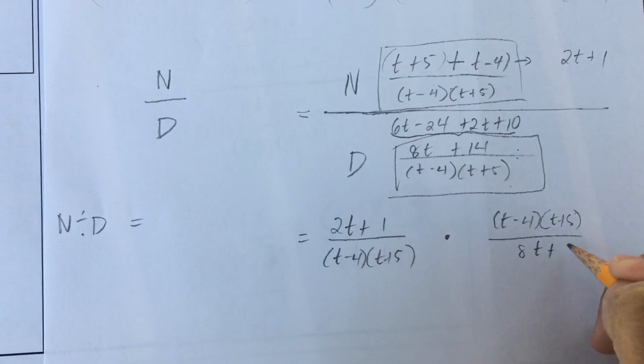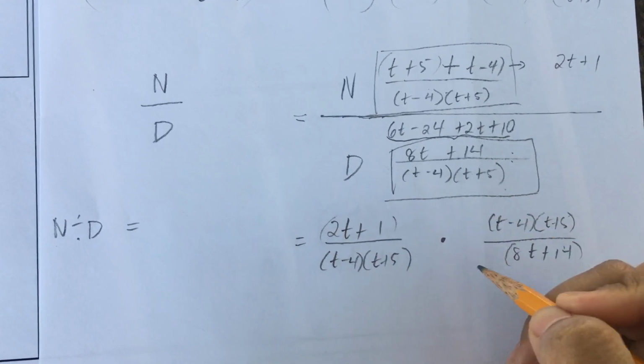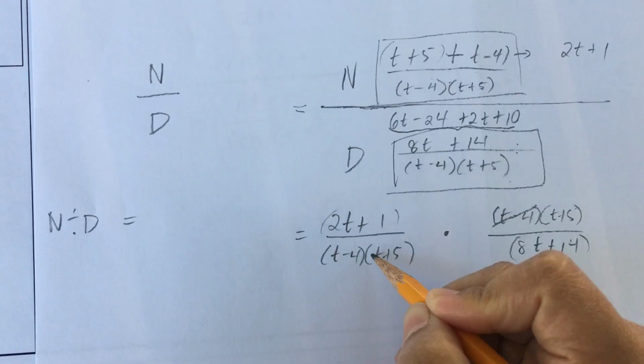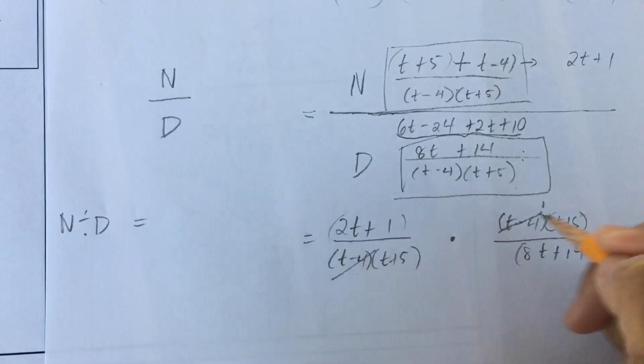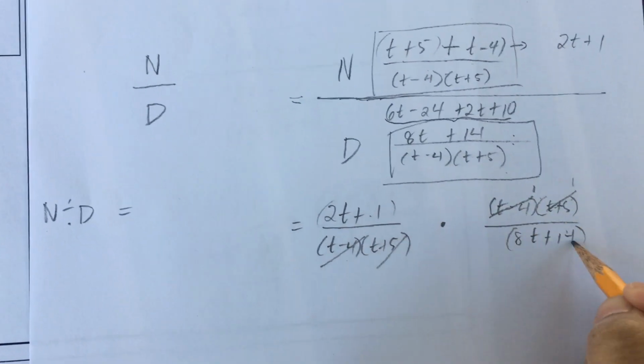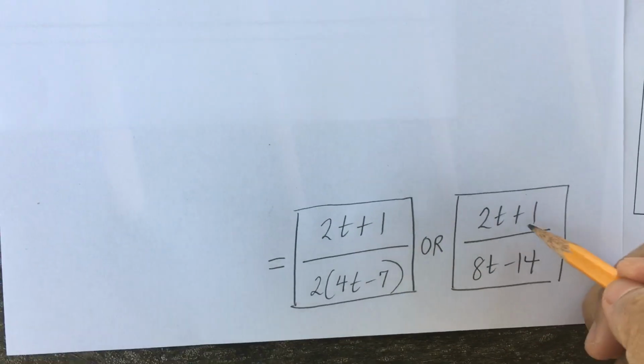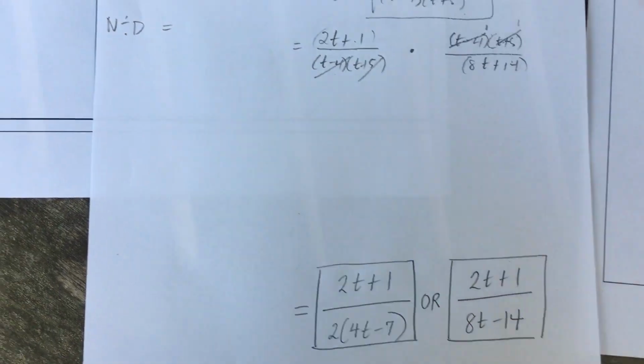over 8t plus 14. And then notice that everything is being multiplied out, which means I can divide this out, cancel that, or divide that out into 1, t plus 5 as well. So I'm left with that. So my final answer would be 2t plus 1 over 8t plus 14.